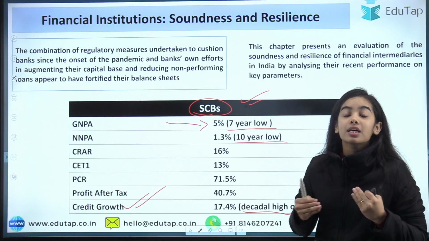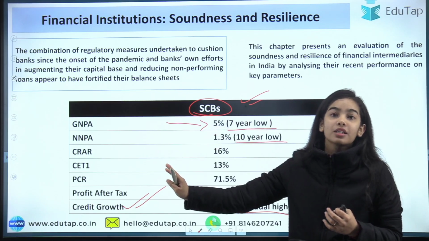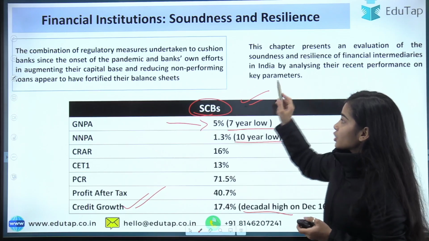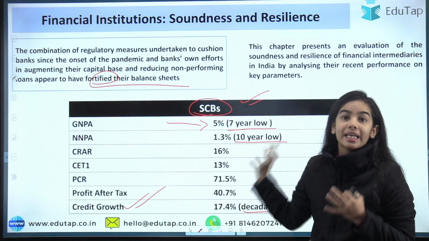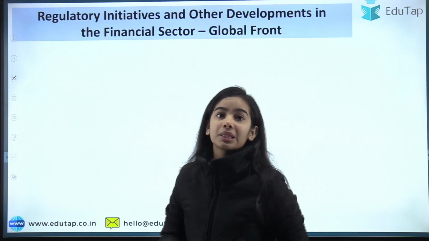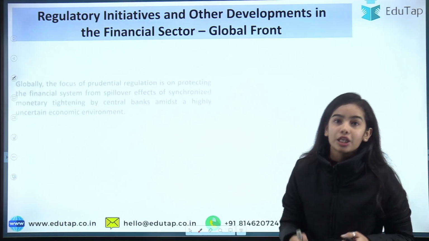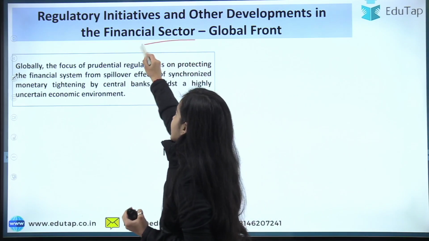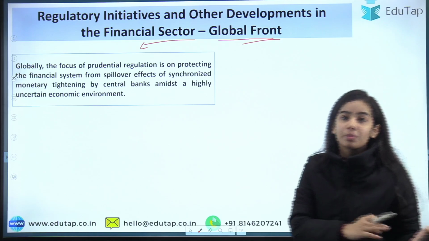That is helping us to stand against the global spillovers, the tightening that is happening in the financial market, and the volatility that is coming towards us. So these fortified balance sheets are providing us a good base. These are the 2 chapters that we have already completed. Now coming to the 3rd chapter, that is regulatory initiatives and other developments in the financial sector. First we are going to see the global front, then the domestic front.